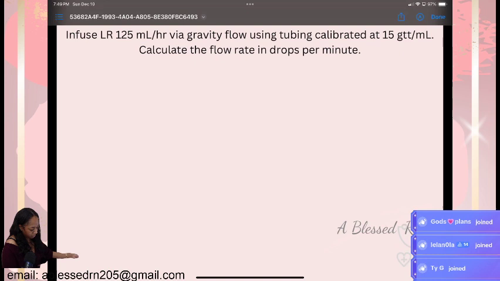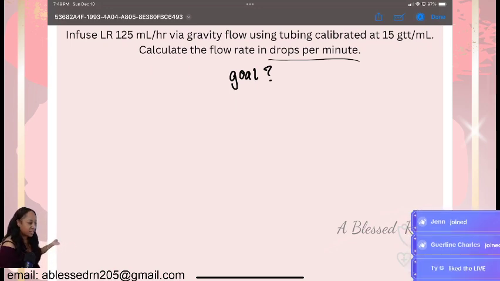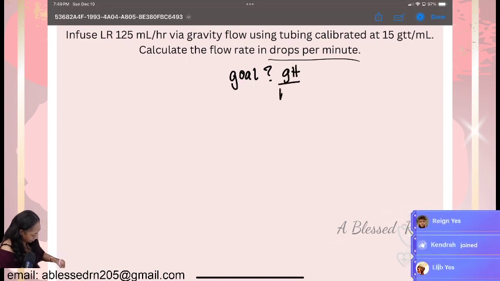Infuse lactated ringers, 125 mLs over an hour. Gravity flow using tubing calibrated at 15 drops per mL, and calculate the flow rate in drops per minute. Okay, so we want drops per minute, which is our goal. Does it help y'all to see these elements written out like this? I know somebody was saying that they have problems picking out what to use in the problems. Does that help?